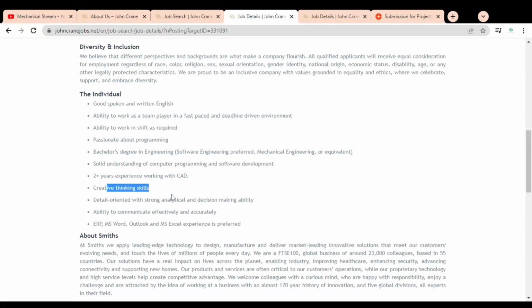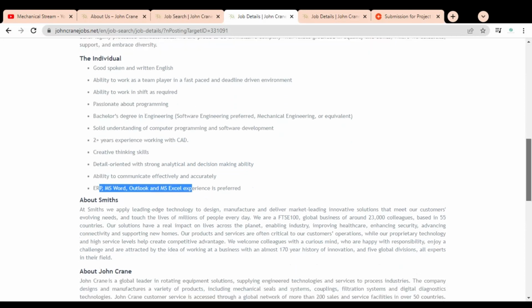Creative thinking and some general strong analytical decision making ability. So these are some of the requirements, and you should also know a little about ERP, MS Word, Outlook and MS Excel. So friend, how you can apply, we will discuss later.